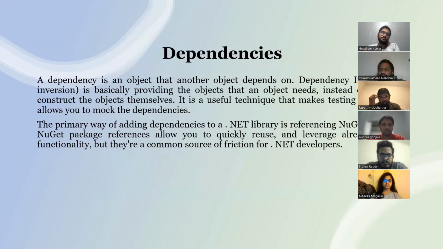Dependencies are nothing but objects. It will take the objects from the inversion of control. That means we are giving the control to the framework for the application. We want to create some objects, so by using the inversion of control, it will automatically give the objects that are required for the application. The primary way for adding dependencies to a .NET library is by referring to the NuGet packages in the application. By going to the code.